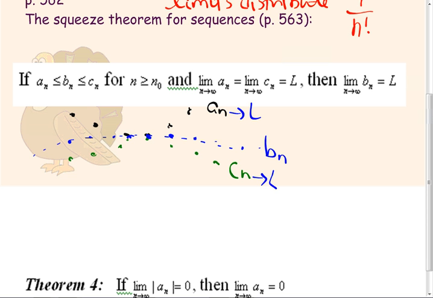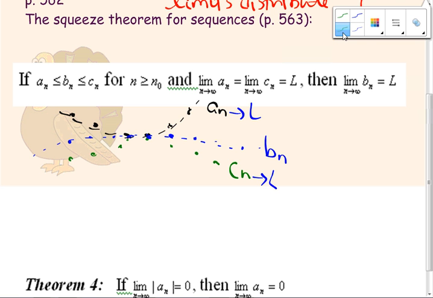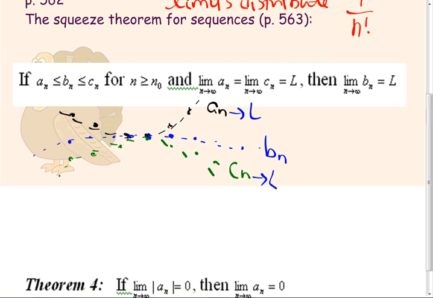Except now we don't have functions. I'm trying to make it so you can see it a little bit better. Maybe tomorrow we'll do our calculators and show you how to do sequences on your calculator, because you can do them. So by the time this year ends, you know how to do all those little functions on your calculator.